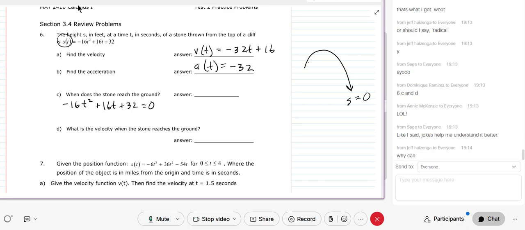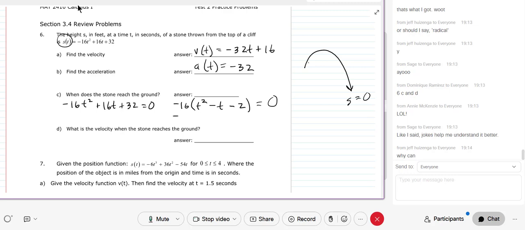Okay, you could go to the quadratic formula. I'm going to try to factor it. I'm going to factor a negative 16 out of that, and that would leave t squared minus t, and then minus 2 equals 0.